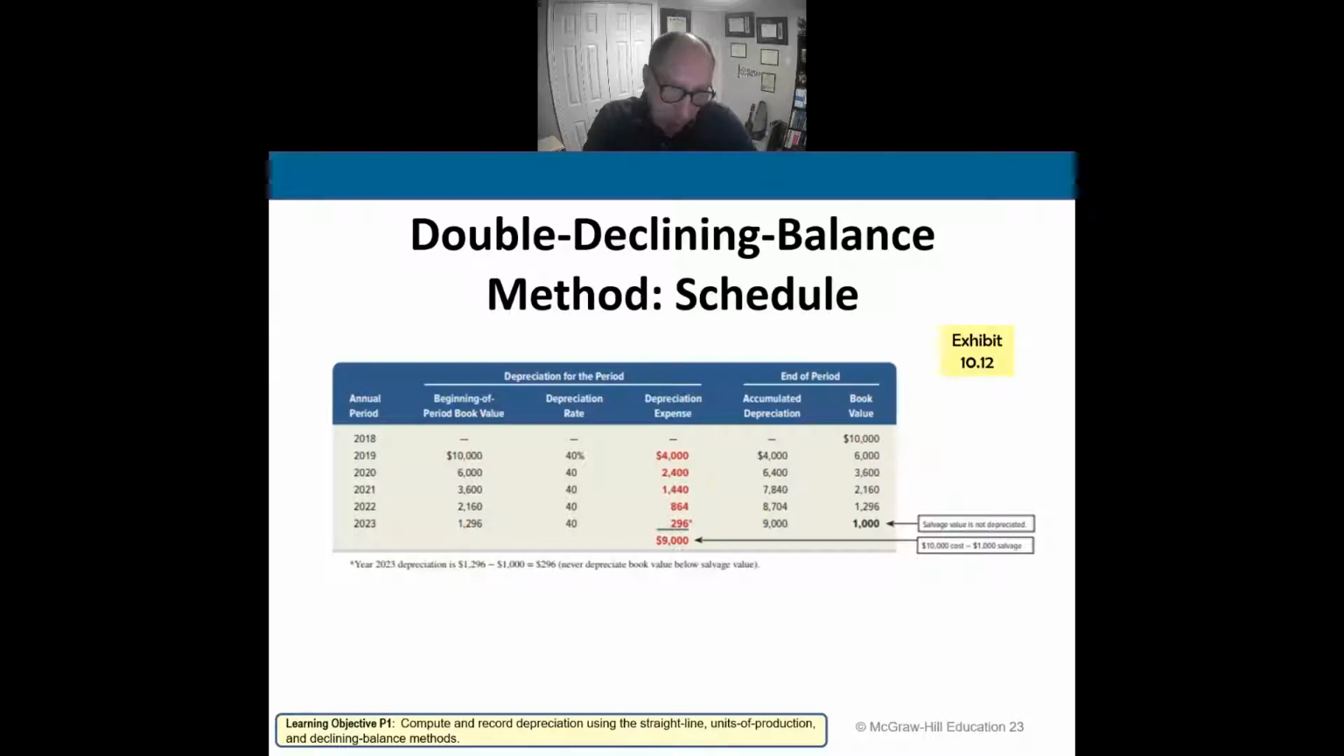In the 5th year, we only depreciate $296 because that's what was left, right? But we see how that works, right? The first year is almost double the amount. That's why we call it double declining balance.